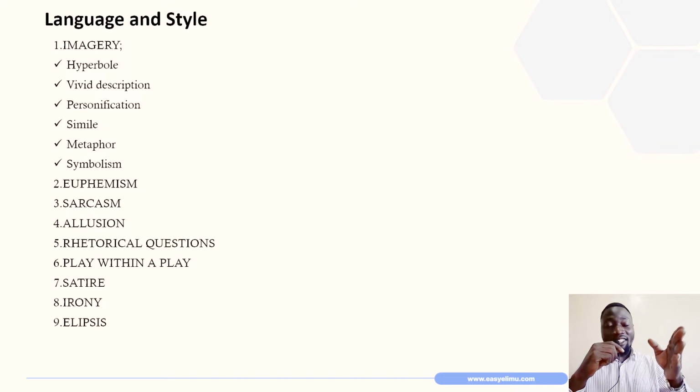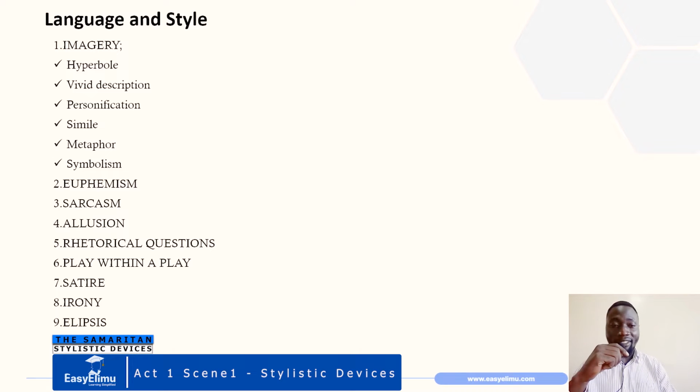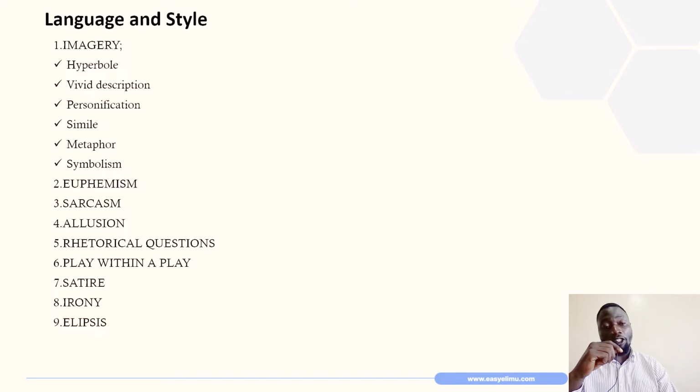So the styles that are highlighted using a tick all fall under imagery, because remember, imagery has something to do with the visual, that is use of descriptive language to create a mental picture or visual image of the thing, either an object, a person, or a thing that is being described.